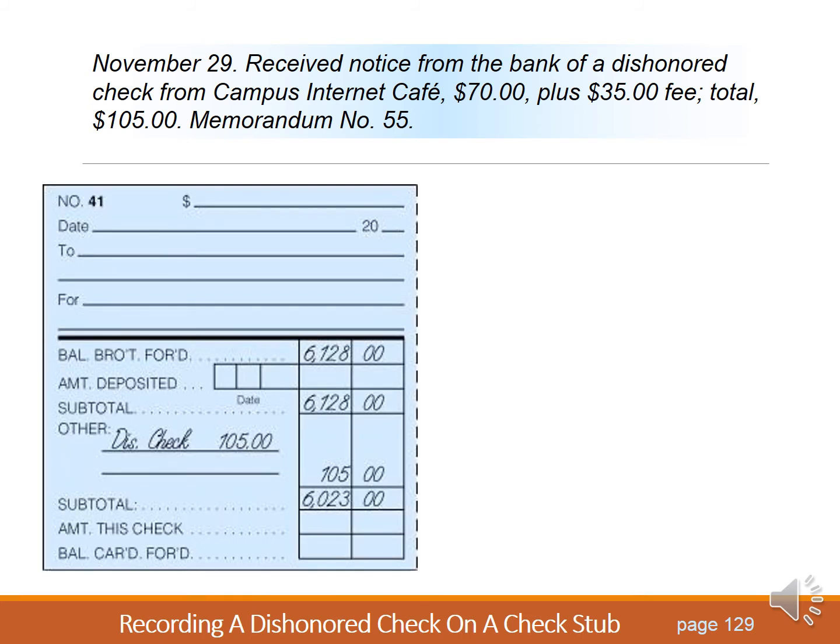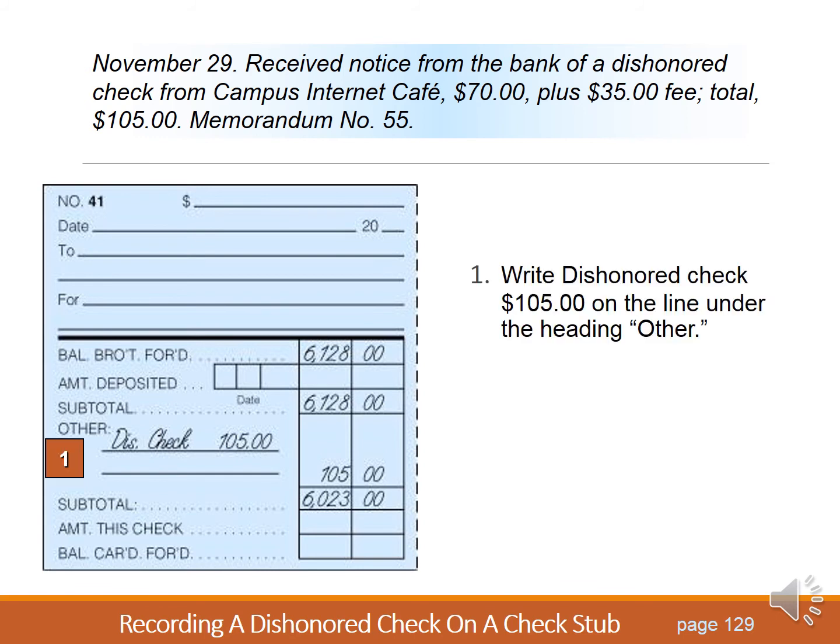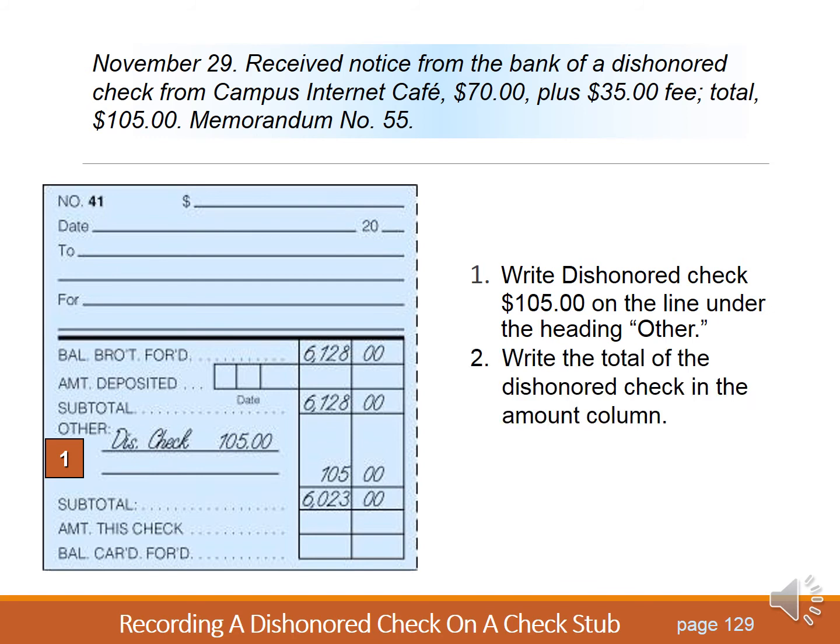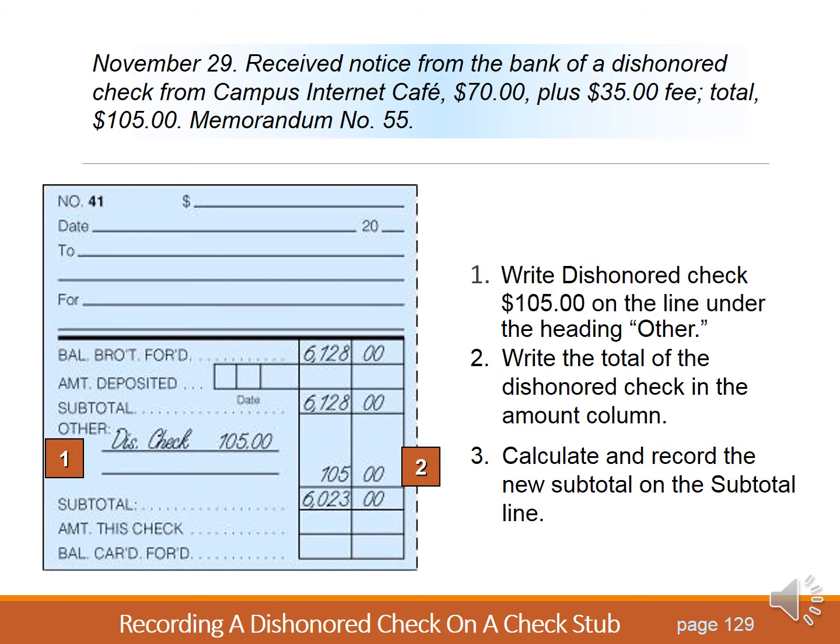So we're going to go to our checkbook stub. On the other line, we're going to write $105. Then we're going to write the $105 in the amount column and subtract $105 from the subtotal above to come up with our new subtotal on the subtotal line.